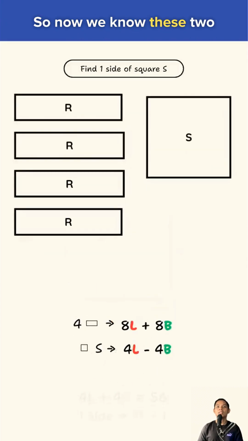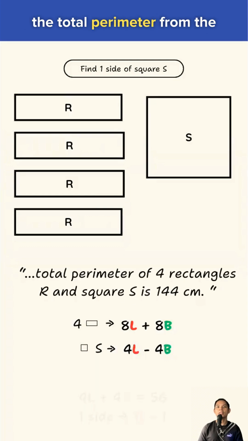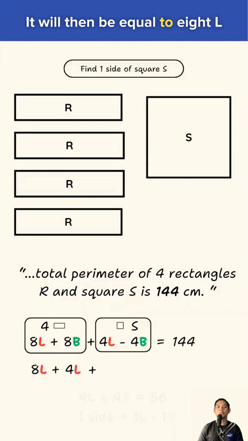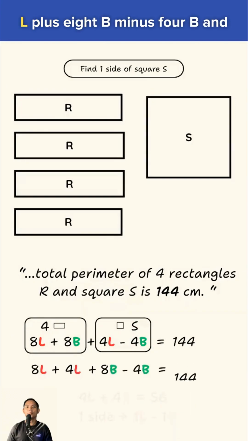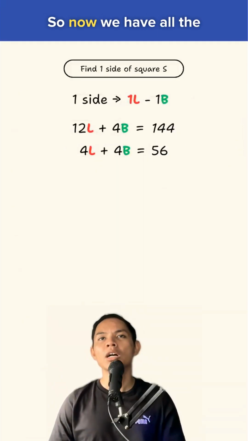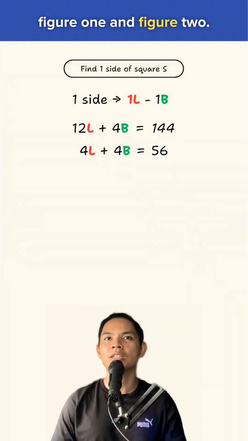So now we know these two equations, we can get the total perimeter from the question, which is 144 centimeters. So in this case, we combine these two equations. It will be 8L plus 4L plus 8B minus 4B, and this will give us 12L plus 4B, which is equal to 144 centimeters. So now we have all the equations that we solved from figure 1 and figure 2.